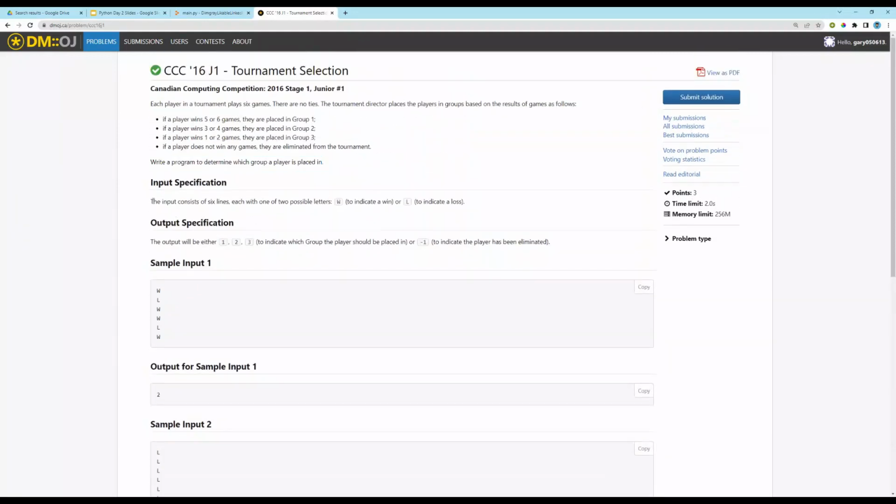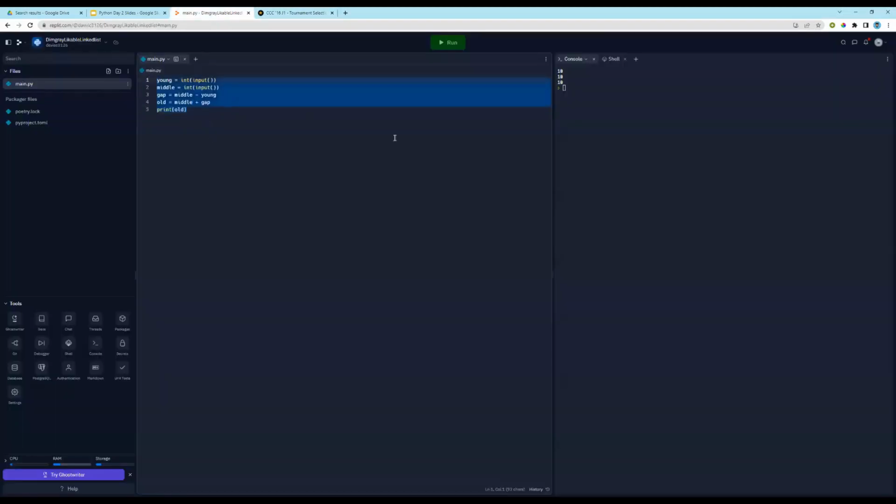So the input consists of 6 lines, so we have 6 games. Each will either be a win or a loss. And then the output will be 1, 2, 3 for each of the 3 groups, and then -1 to indicate that it has been eliminated. So this is also a pretty straightforward question, except this time we'll be using if statements.